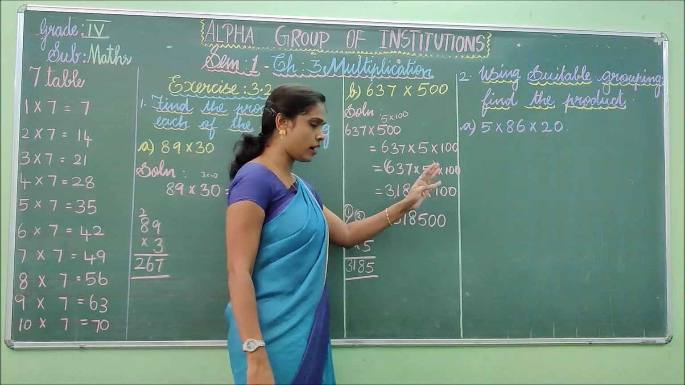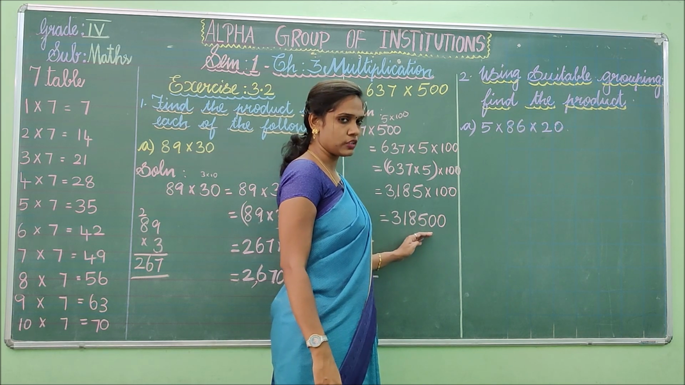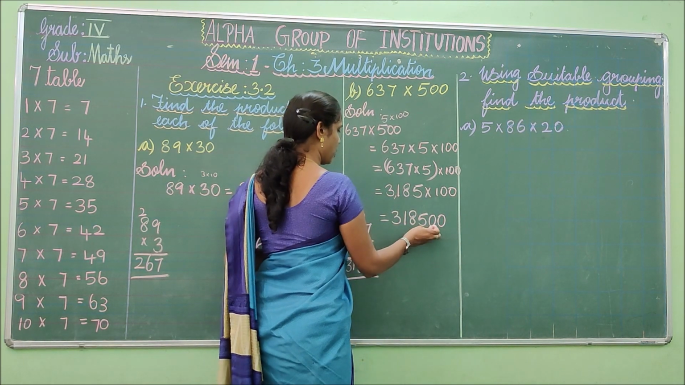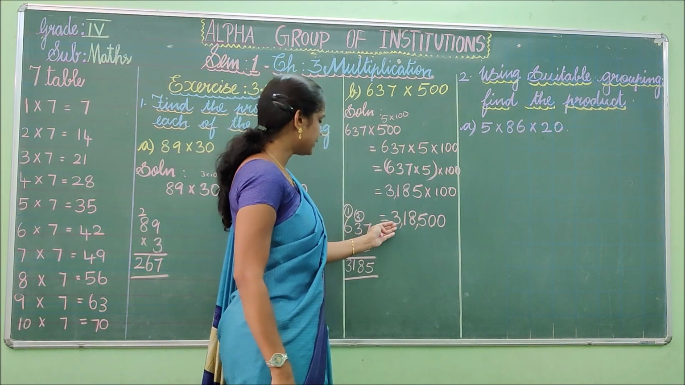Like that, first you have to ignore these 2 zeros. At last you have to add the 0. Okay. This is the direct multiplication. Now you can put the comma before 3 numbers and 2 numbers.